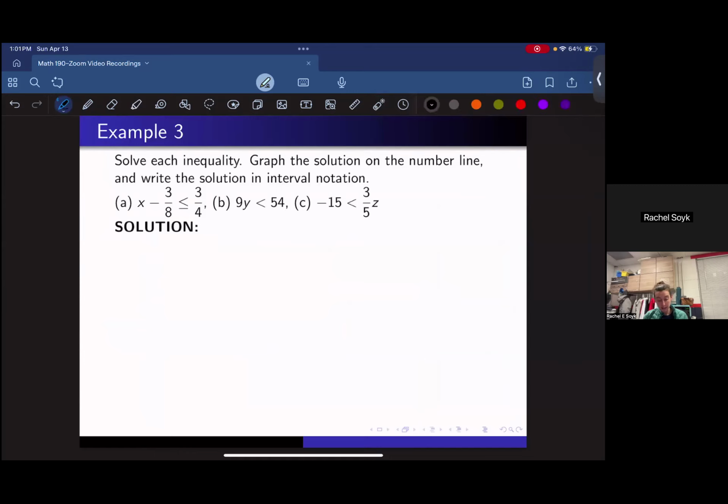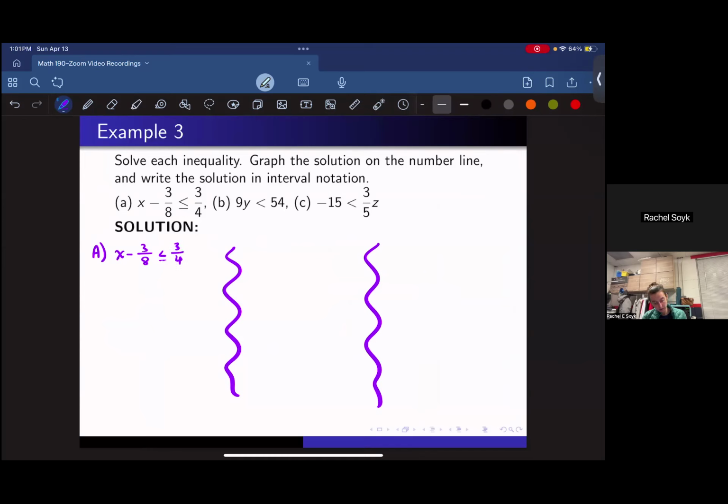So now knowing that, let's apply it to our example 3. We have A, B, and C. Part A, x minus 3/8 is less than or equal to 3/4. We have part B, 9y is less than 54. And then we have part C, negative 15 is less than 3/5 z. Okay, we want to graph the solution and write it in interval notation.